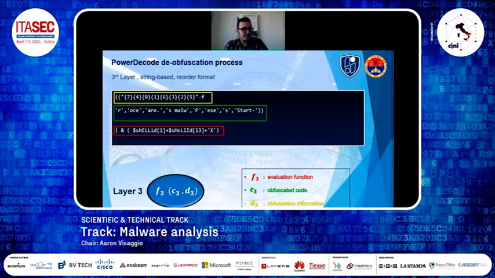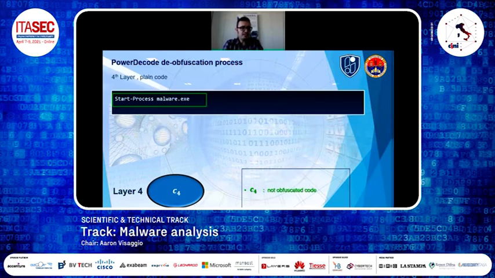The achieved layer is analogous to the previous. We have an evaluation function which is an obfuscated Invoke-Expression in a different form, but semantically it's the same. We have obfuscated code in green, and in yellow some information about the obfuscation. The last layer, finally, is the plain code, which presents no dependence on the Invoke-Expression cmdlet.